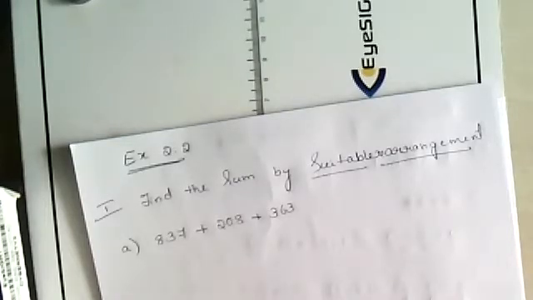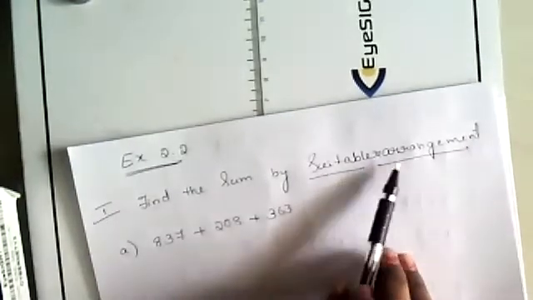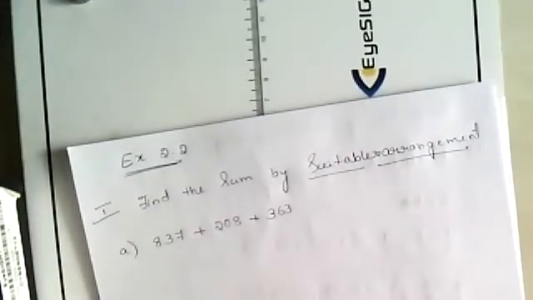You are not supposed to add using our traditional addition. Here they are asking for suitable rearrangement. We have to rearrange the numbers and then we have to find the sum. We have to arrange these numbers in an order and then find the sum. I hope it's clarified for you.